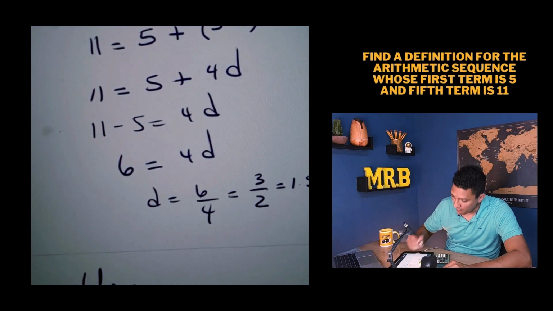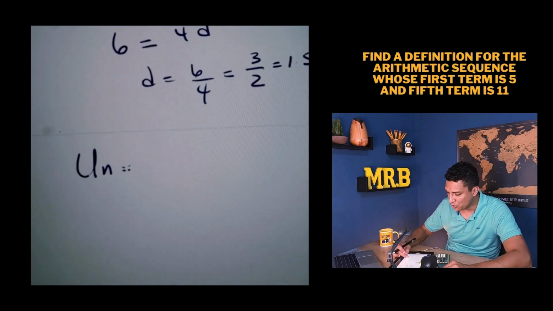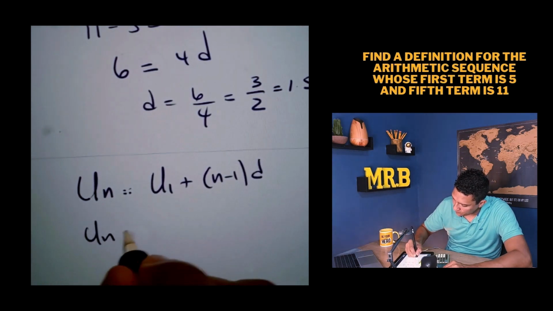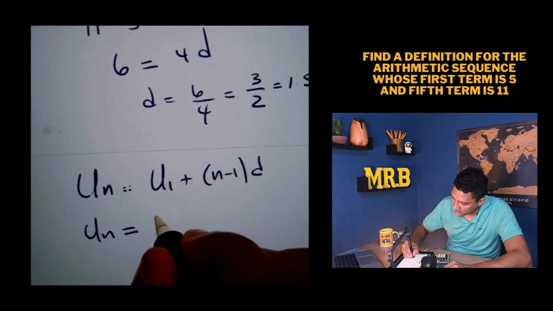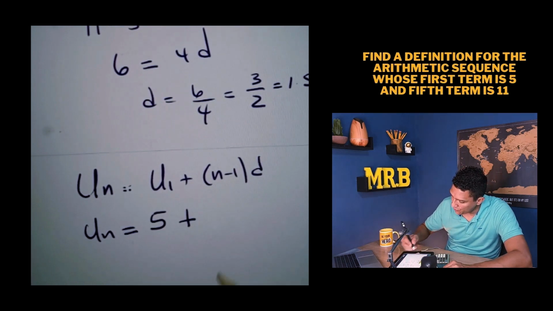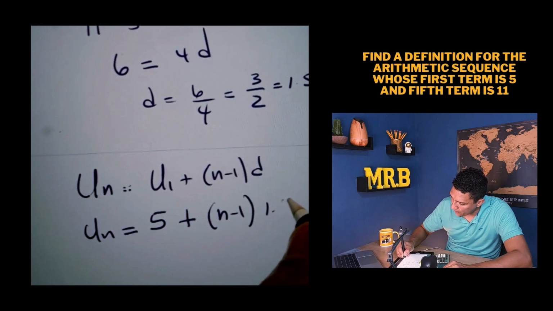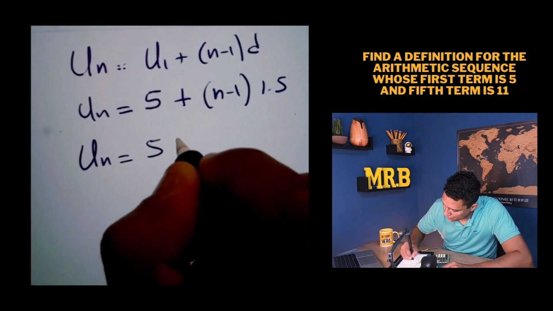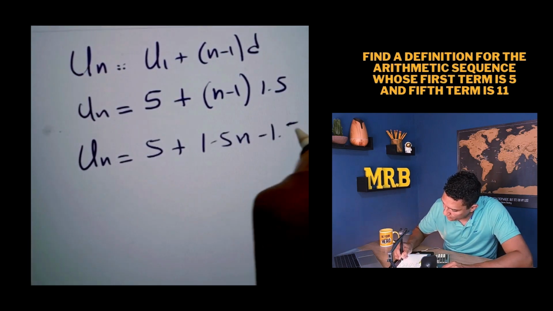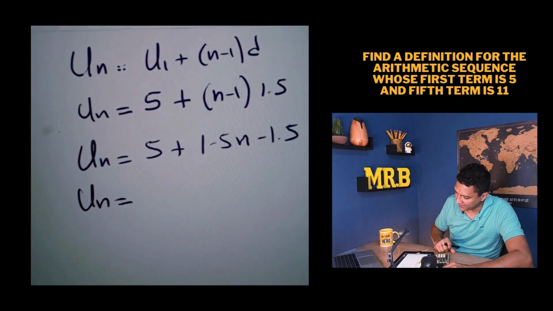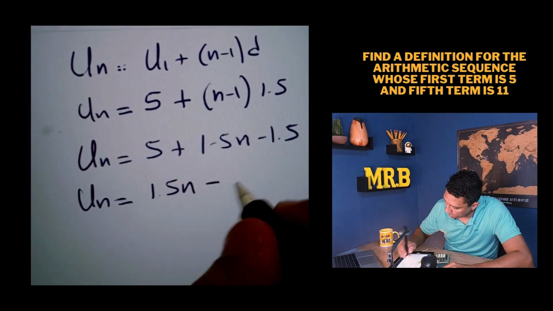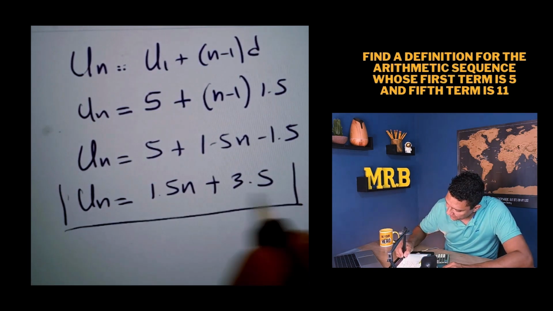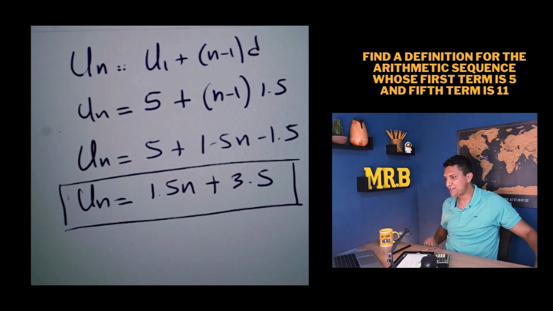Okay, so remember the question is, what is the general expression? un equals u1 plus n minus 1 times d. I know that u1 is 5, and I know that the common difference is 1.5. So now we only need to multiply. 1.5n minus 1.5, and now let's simplify like terms. 1.5n plus 3.5, and this is the expression that represents this sequence.